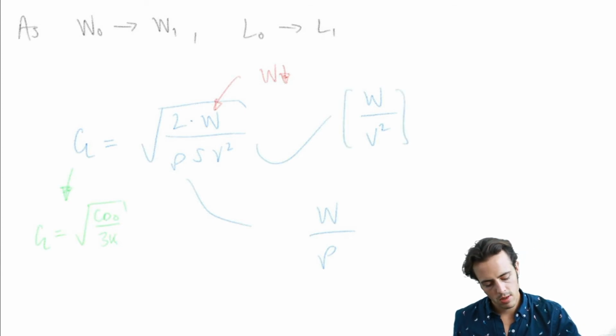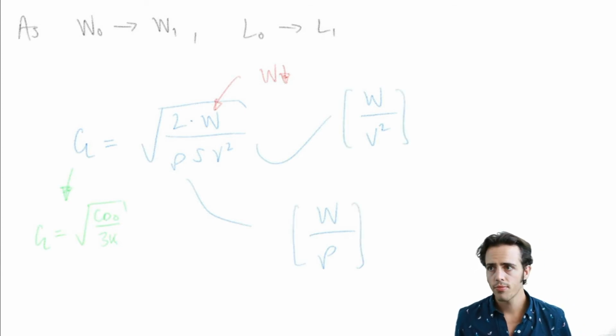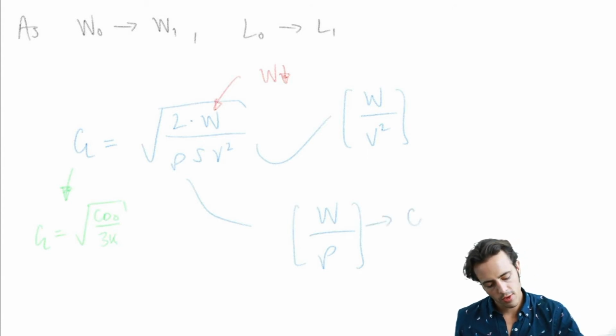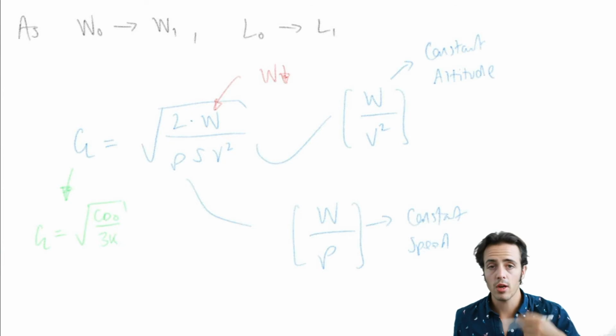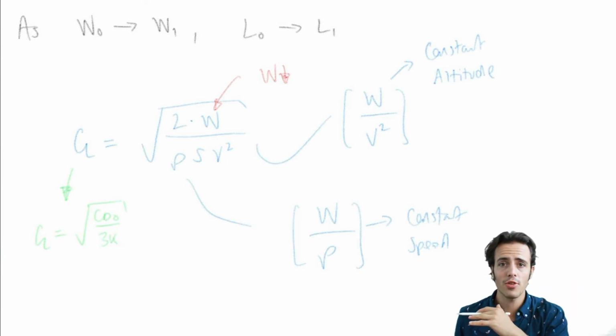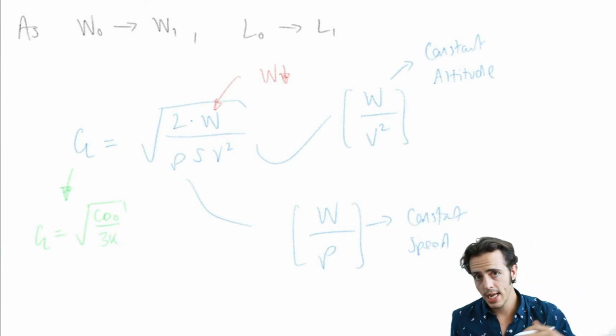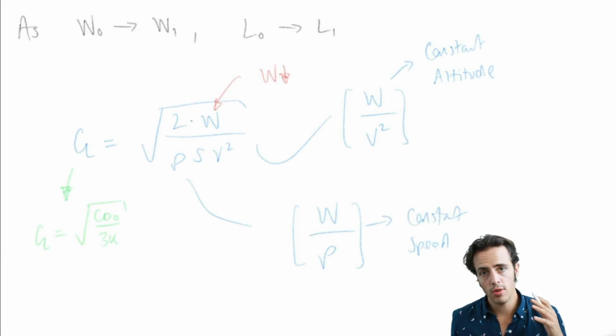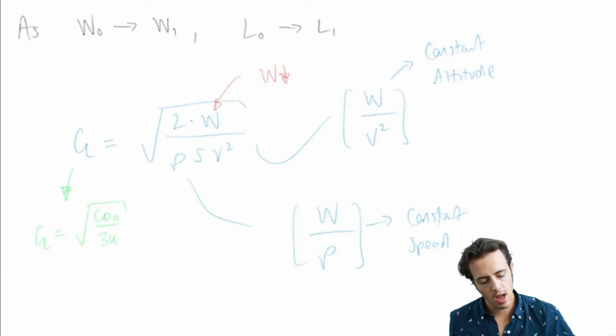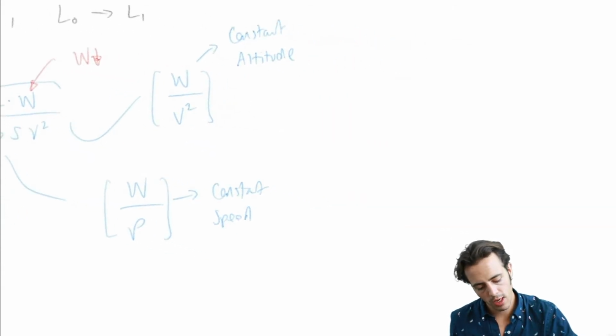If W divided by rho is constant, this means that we are at a constant speed. If W divided by V squared is constant, we are at a constant altitude. If we're at constant altitude, the speed's got to change. And if we're at constant speed, then the aircraft has to change its altitude. And in order for rho to get smaller, the aircraft has to climb. So we've reached what's called the cruise climb.